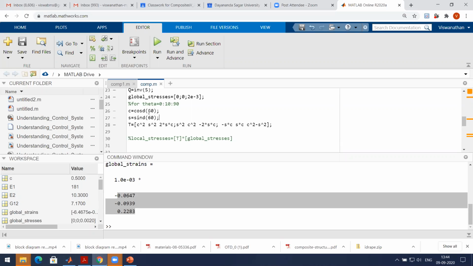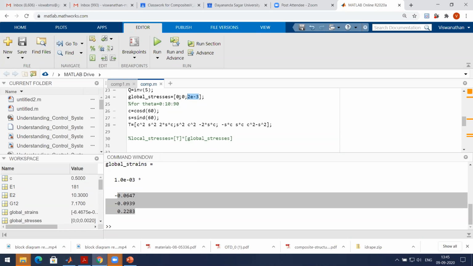What is this one? Generally orthotropic. Generally orthotropic material means the direction of fibers is not 0 or 90. It is other than 0 and 90. So when you have some other angle, then what happens is you have just applied shear stress.